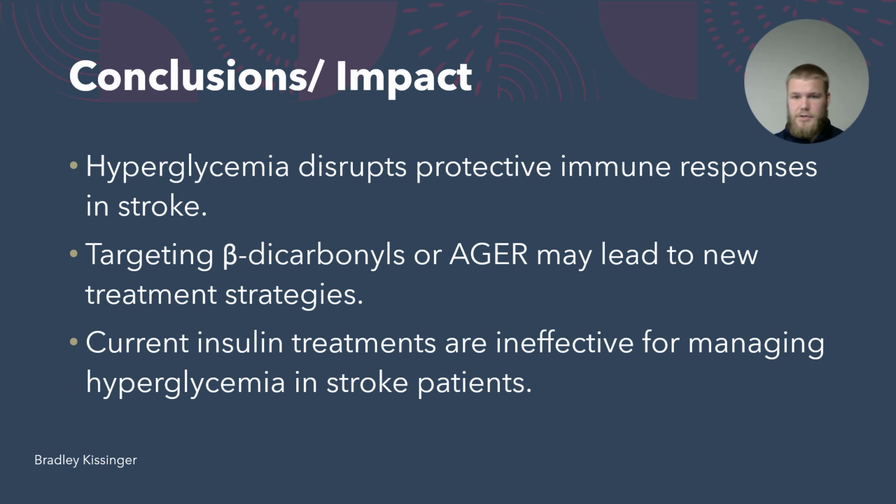The study discovered two key players in this process. Those harmful metabolites that I spoke about earlier, the beta dicarbonyls, and AGER, which is the receptor on the macrophages. When the researchers removed AGER from the mice, the negative effects of that high blood sugar were reduced, which means that targeting these specific molecules could potentially help stroke patients in the future that have that high blood sugar, hyperglycemia. The findings are significant because current treatments like insulin haven't been able to successfully solve this problem, and by understanding how exactly hyperglycemia damages the brain during a stroke, researchers might be able to figure out new treatments that could help us fight that better and help save lives in the future.